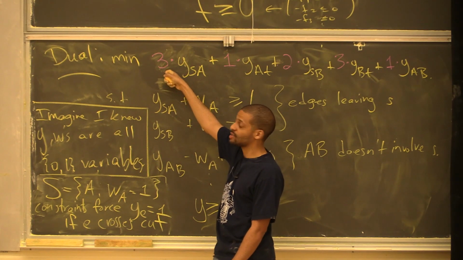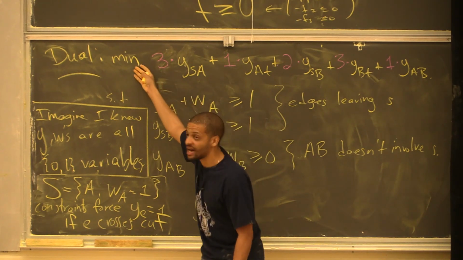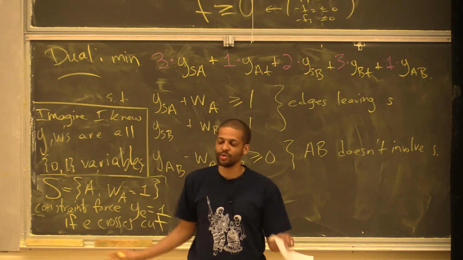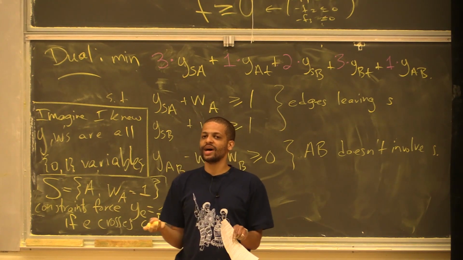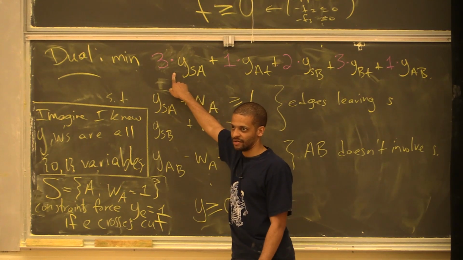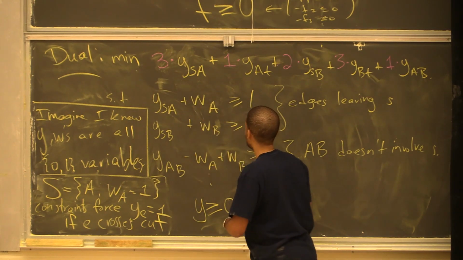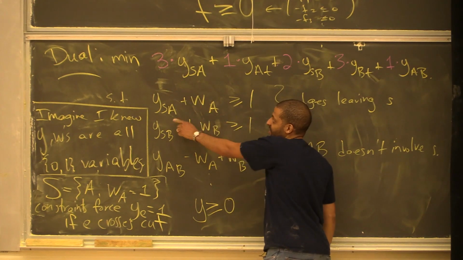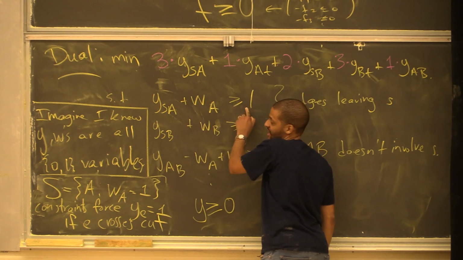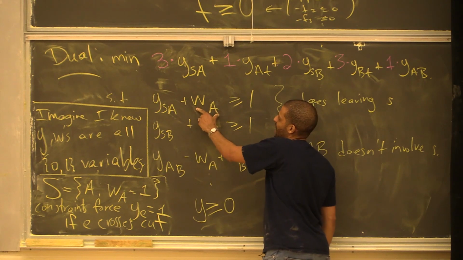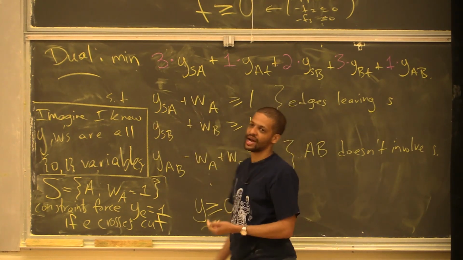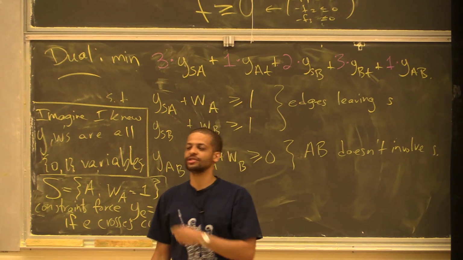All these capacities are non-negative. And I'm trying to minimize my objective, right? I'm trying as much as possible to set all the y's to 0. If I set all the y's to 0, I am very happy because that means my objective value is 0. So if WA is already 1, I can keep YSA to be 0, and I'm happy because I satisfy the constraint. But if WA is 0, meaning A is on the other side of the cut, I'm forced to set YSA to be 1 to make this constraint satisfied.